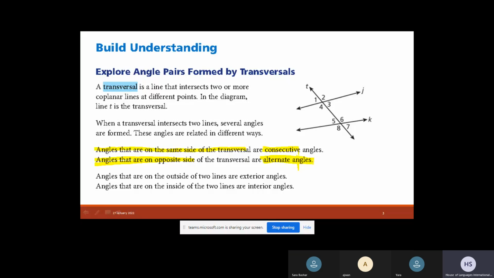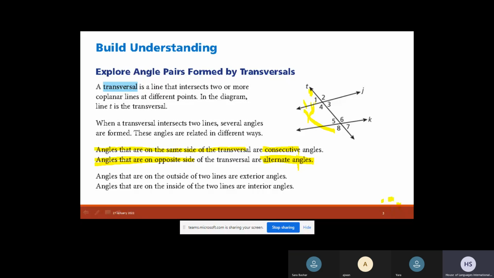Now here, what do we have? What do I mean by same side? Same side means like this. I have an intersecting line, and the angles on the same side of the line are like this. They are on the same side, like 2, 3, or 6, or 7. So consecutive angles means that the angles are on the same side, like 2 with 3.